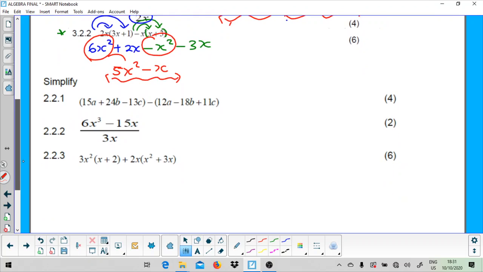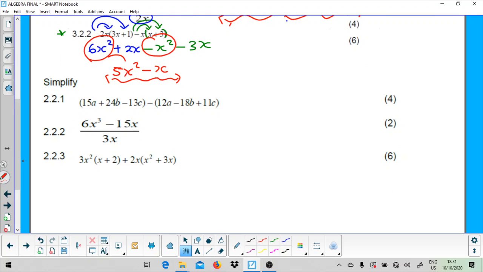Now that you know how to handle brackets, I'm going to challenge you to these 3 that are here. So pause and make sure you answer this first, and then afterwards you are welcome to come and check how I'm going to solve this.